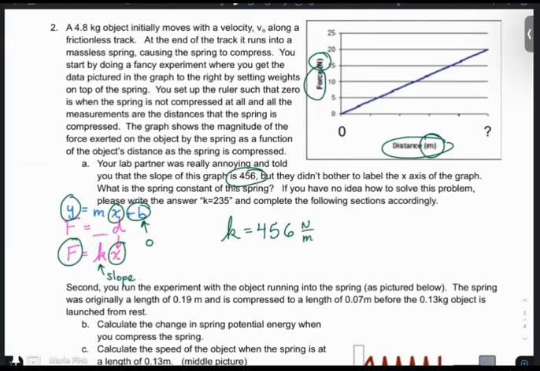All right. So at this point on the test, if you used 456, or if you use 235, you will have gotten the correct answers for the rest of it. So either way, I will give you full credit. I'm going to show you how to do it with 456.